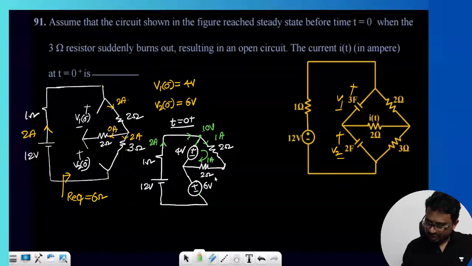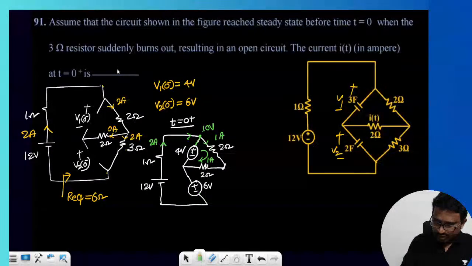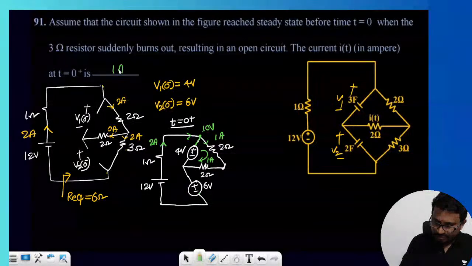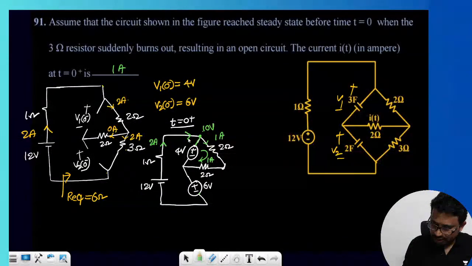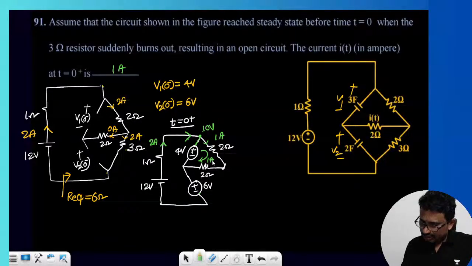They are asking the current through this resistor only, now 2. How much is this value, tell me. This is 1 ampere. Here this current is 2 amps, but here this is 1 ampere only. 1 ampere, 2 amperes, but here we are getting 2 amperes.